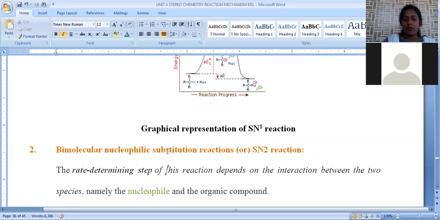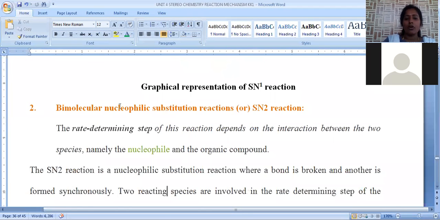Now we are going to discuss the second topic called SN2, or bimolecular nucleophilic substitution reaction. Bimolecular is nothing but the rate of the reaction is influenced by the alkyl halide as well as the incoming nucleophile. If the rate of the reaction depends upon the concentration of nucleophile as well as alkyl halide, that is called a bimolecular nucleophilic substitution reaction. Rate determining step in this reaction: alkyl halide as well as nucleophile both are influencing the rate of the reaction.